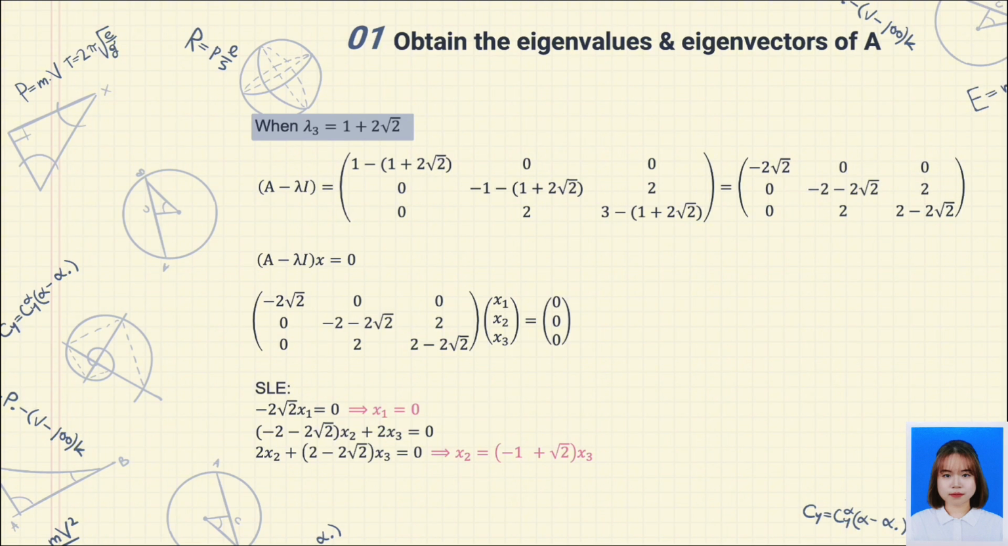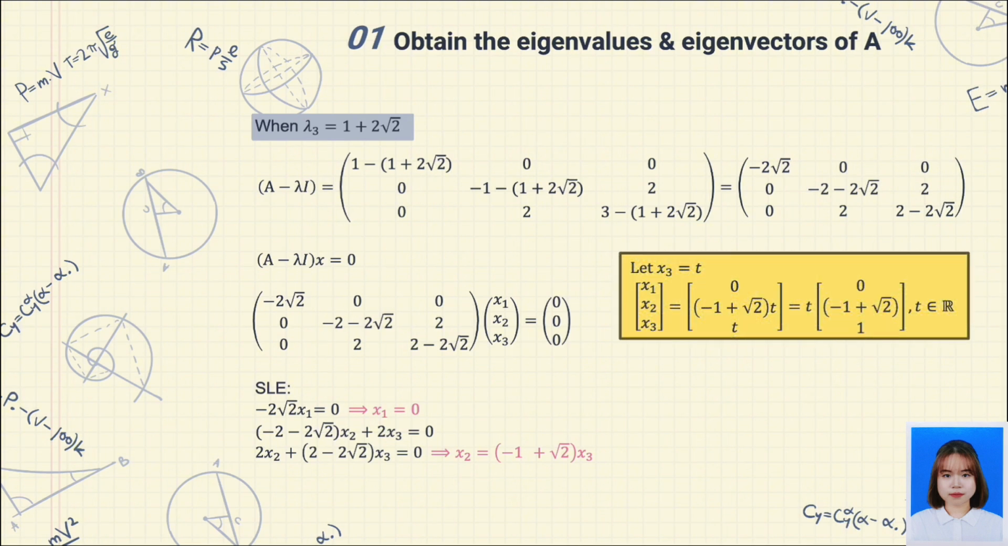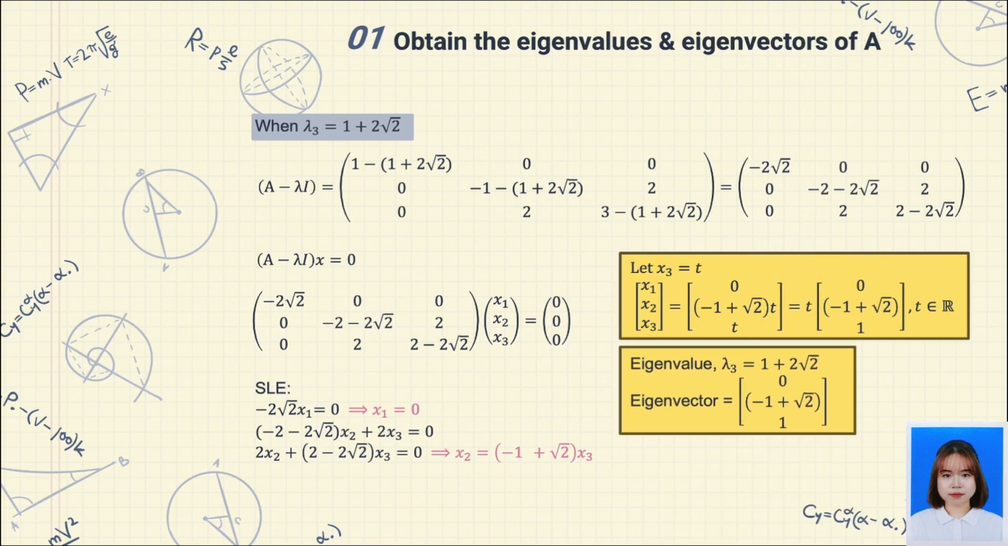So from the first equation, we can get x1 equals 0. And from the third equation, we can get x2 equals negative 1 plus square root 2 times x3. Let x3 equal t, we can get x1 equals 0, x2 equals negative 1 plus square root 2, and x3 equals t. By factoring out the t, we can get the eigenvector, which equals 0, negative 1 plus square root 2, 1.